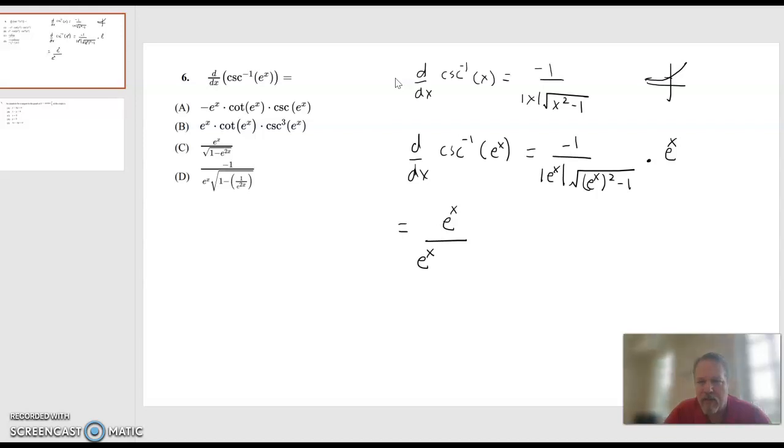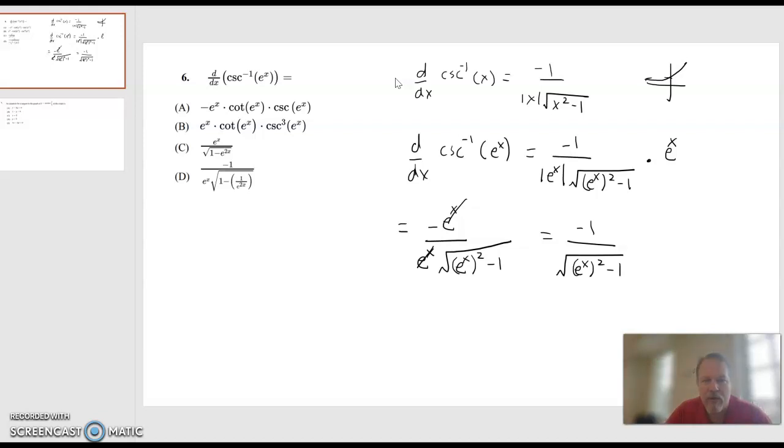I still have this -1 on top, so it's really a negative e to the x on top. And the square root of e to the x squared minus 1. These two divide to 1, so I'm left with a -1 on top, square root of e to the x squared minus 1. And if I look at my answers, none of those are quite there.